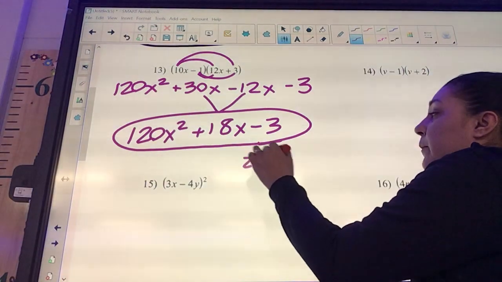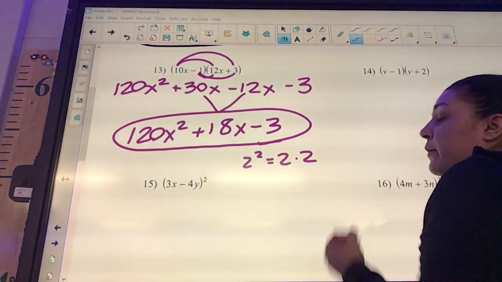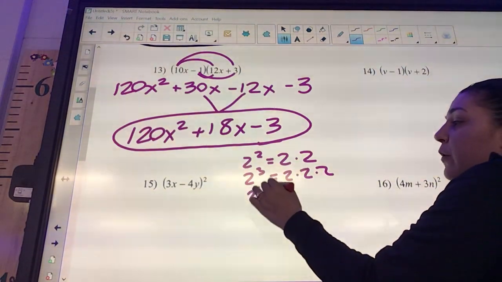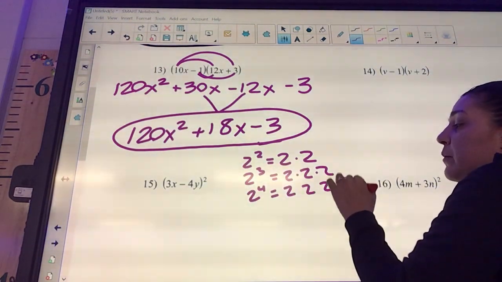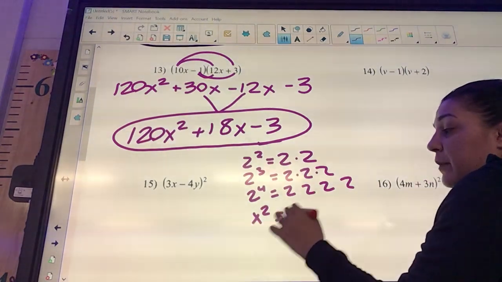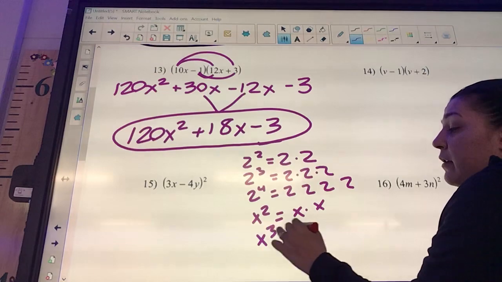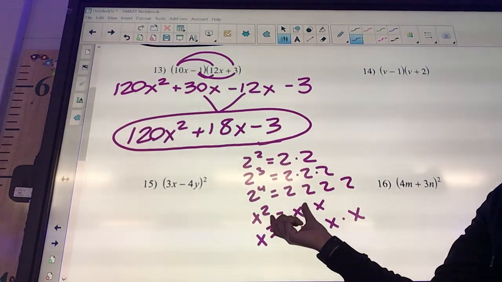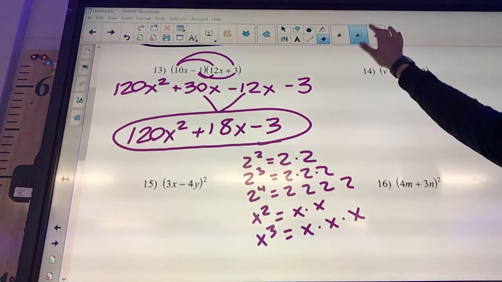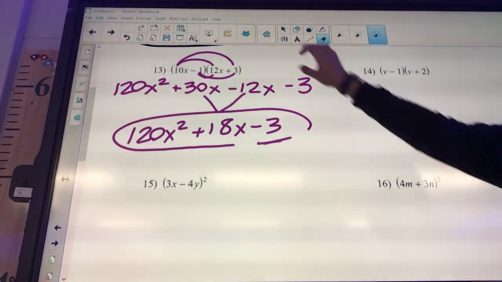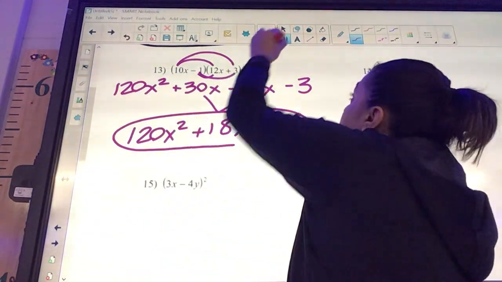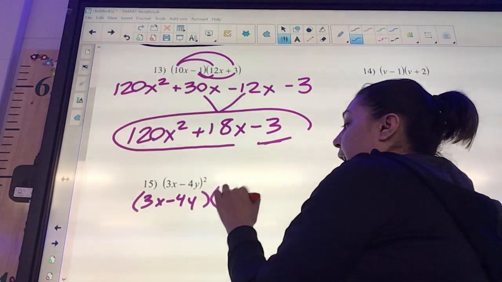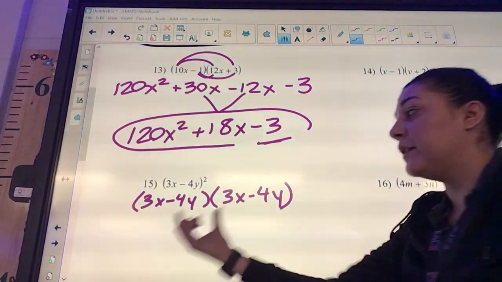So squared means something times itself, okay? So 2 squared, and you guys don't need to write this down, is 2 times 2. 2 to the third is 2 times 2 times 2, 3 times. 2 to the fourth is 2 times 2 times 2 times 2, 4 times. X squared is going to be x times x. X to the third is going to be x times x times x. It's whatever that many times, okay? And so this squared, all that's saying is that this is this 2 times. So it is 3x minus 4y, 3x minus 4y. Whatever's in the parentheses, 2 times.